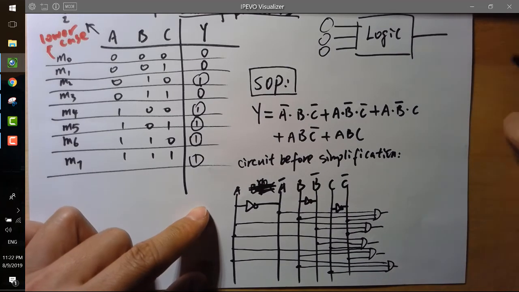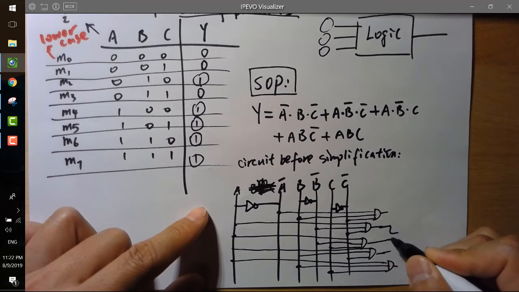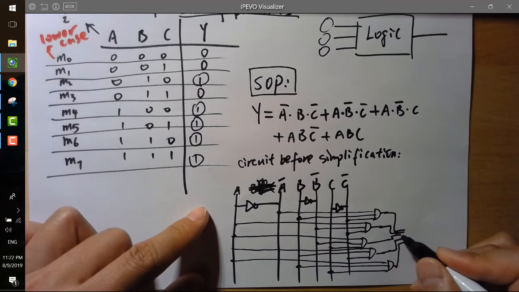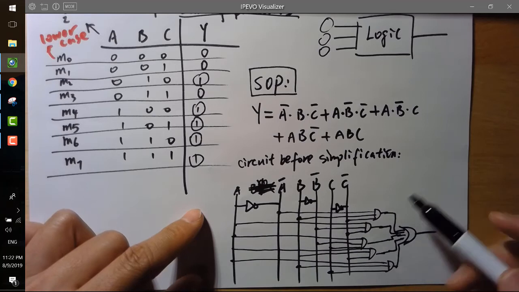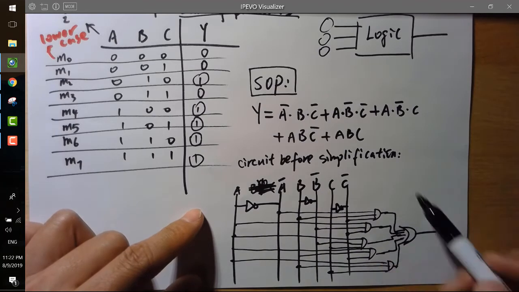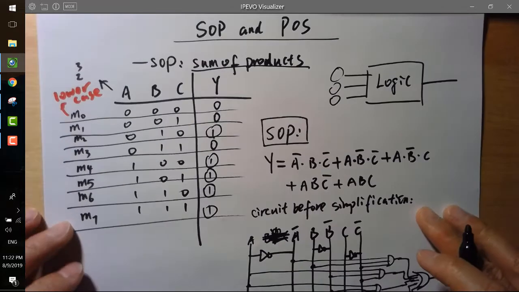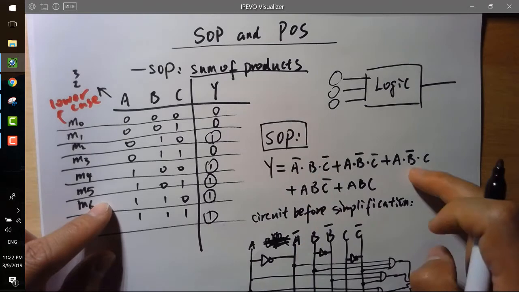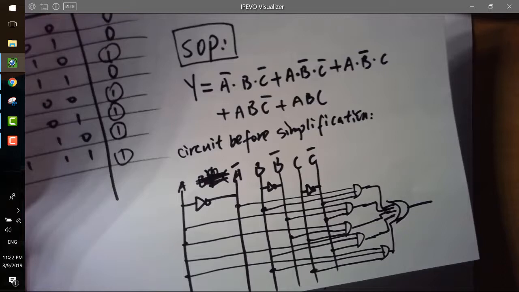And just assume we have a 5-input OR gate. So probably it's not that practical. We don't do that usually. But let's just assume we have an OR gate. We can get a circuit like that. So that's the circuit to implement this logic expression here. However, you can see that it's pretty complicated, and we can probably simplify the logic expression and then simplify the circuit further. Now let's see what we can do here.